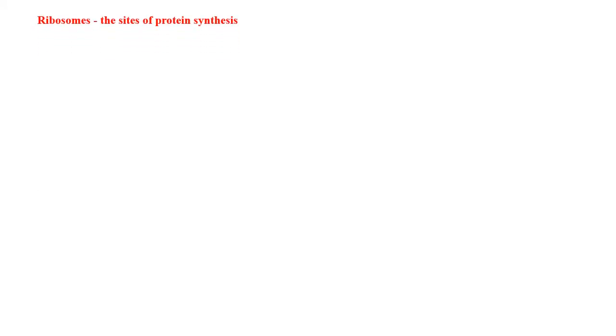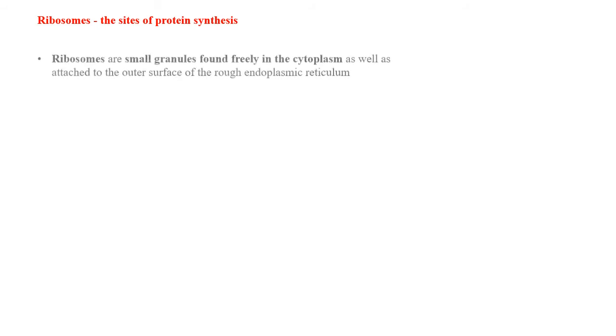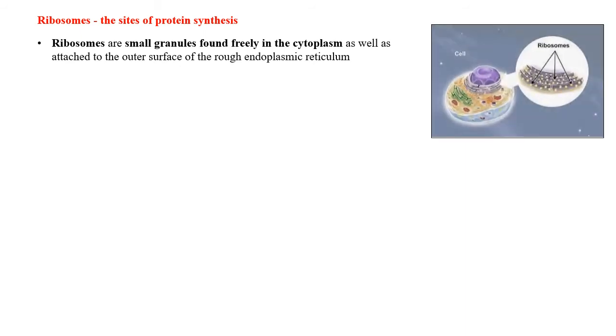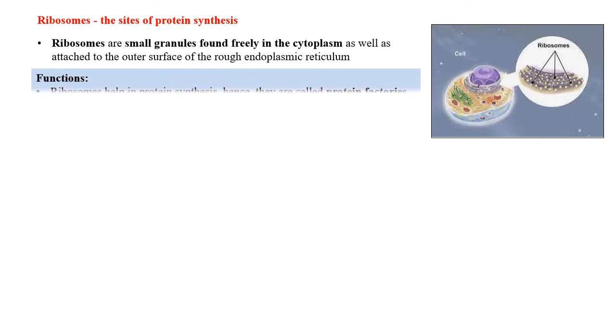Ribosomes, the sites of protein synthesis. Ribosomes are small granules found freely in the cytoplasm as well as attached to the outer surface of the rough endoplasmic reticulum. Functions. Ribosomes help in protein synthesis. Hence, they are called protein factories of the cell.